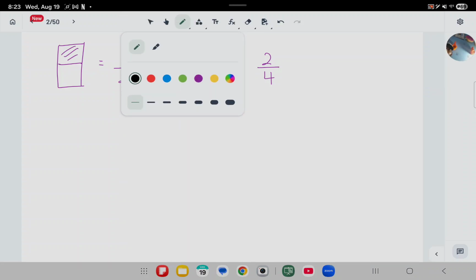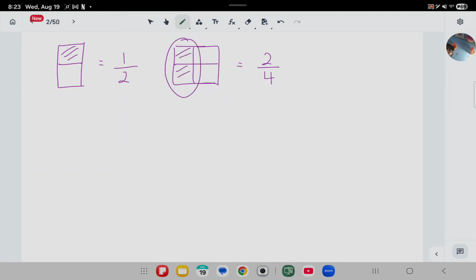So to solve any equivalent fractions, we could use various methods. So we could either multiply or we could divide. So let's look at some examples here. So let's say we have 2/5 is equal to some number over, let's say, 15.